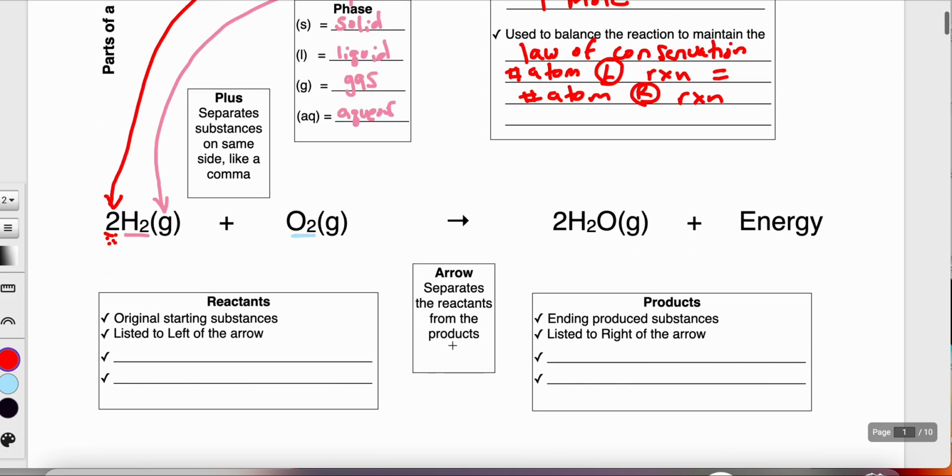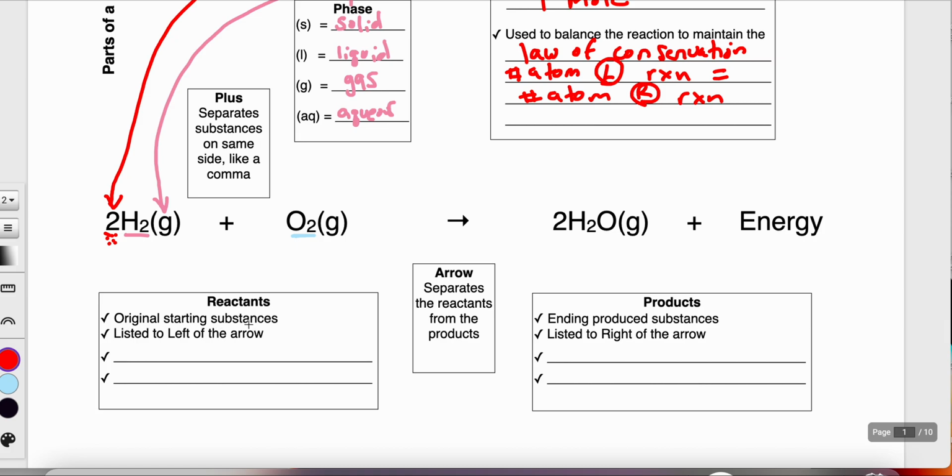Now notice, we do have an arrow. It separates. So there's the left-hand side of the arrow versus the right-hand side of the arrow. The purpose of the arrow is that it separates the reactants from the products. So it's a division point. So the reactants, what we see on the left-hand side of the arrow, we refer to these as the reactants. They are the original starting substances.